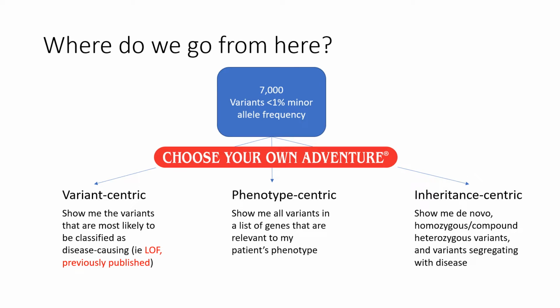If a recessive inheritance pattern seems likely for your patient, you could also look at all the homozygous calls below a certain frequency cutoff, or all compound heterozygous calls, so all the genes that have two rare variants in them would be something you might want to consider as potentially interesting findings.